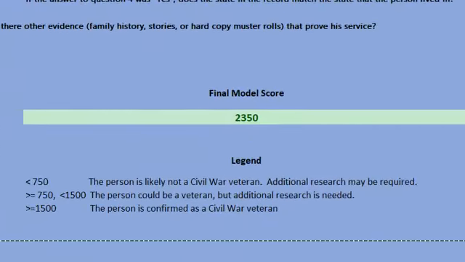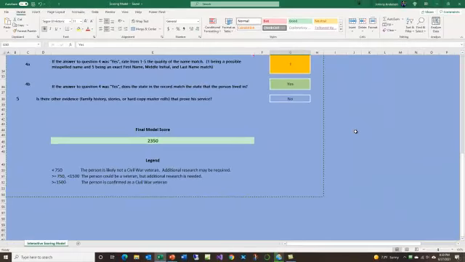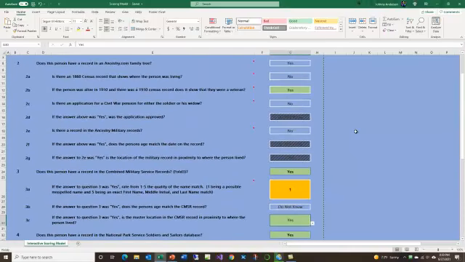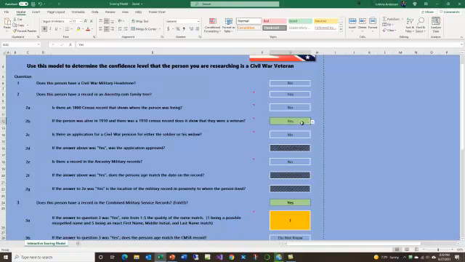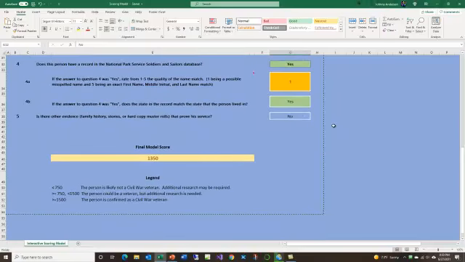So Aaron Seymour came out again at 2350, which puts him solidly as a Civil War veteran, even with the misspelling, because we had more than one source. We had the CMSR, even with a low score for the name match, but we had the 1910 census, which confirmed that. If we had not had the 1910 census, let's look and see what that would have done. If we had no for the 1910 census, that dropped his score down to 1350, which put him in the kind of maybe, but we need to do some more work category.